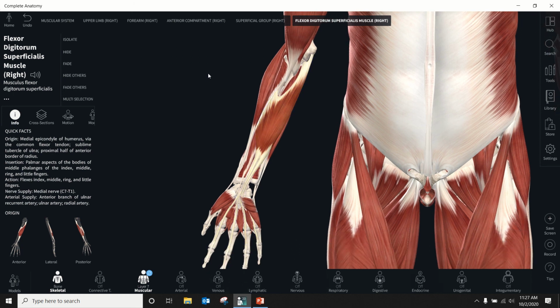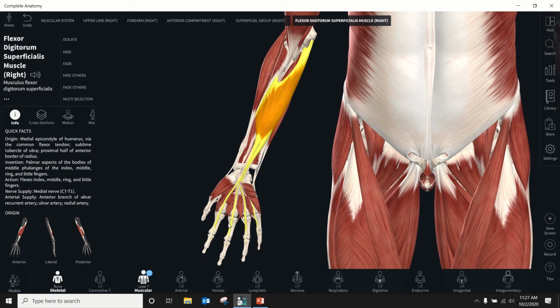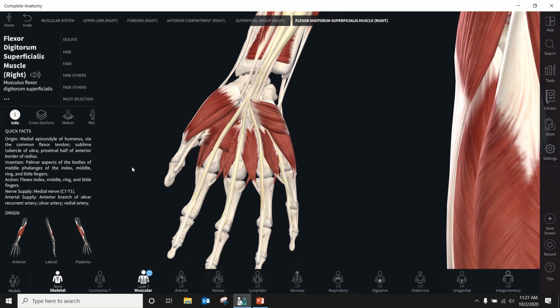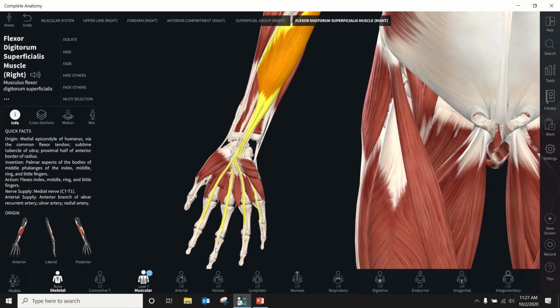You can follow its insertion down a little bit, and you can see if I zoom in some, how it inserts there at the middle phalanx of each of those digits. The other thing is you can kind of see the arrangement. It has a similar slip arrangement to what we talked about with the extensor tendon. So you get this sort of Y arrangement here, and then this tendon that keeps going is the flexor digitorum profundus tendon there. All right, so let's zoom back out.